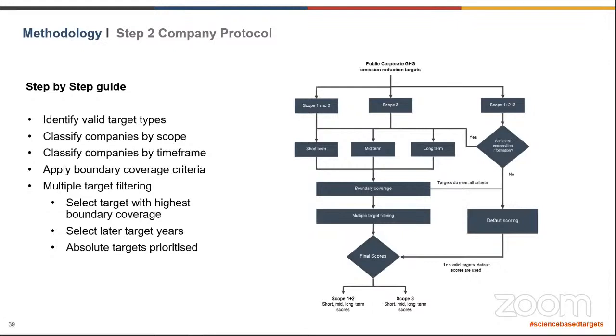We assess their boundary coverage. We conduct the filtering steps. If they have potentially multiple mid-term targets covering scope 1 and 2, then we will perform a filtering step to select the representative target. And then from this, we will be able to produce the final scores. We have up to 6 final scores that can be produced. That would be short-term, mid-term, and long-term scores for both scope 1 and 2 and for scope 3.